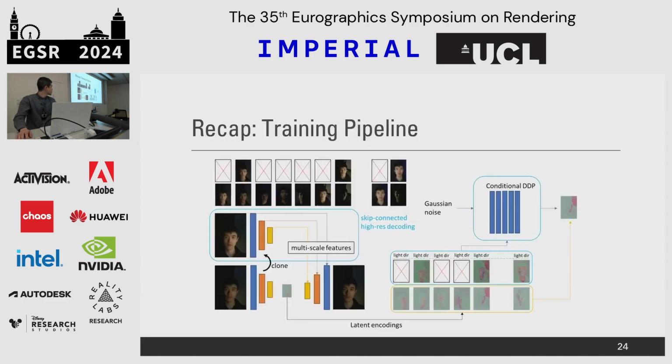So to recap, our training pipeline looks like this. We first train our VQ-VAE with the skip-assisted decoder. After that is done, we encode all the captured data into its latent space image. Then we train a conditional diffusion model that is conditioned by the latent full-on image and the given lighting direction to produce a latent OLED image.